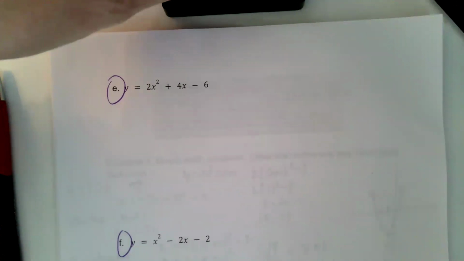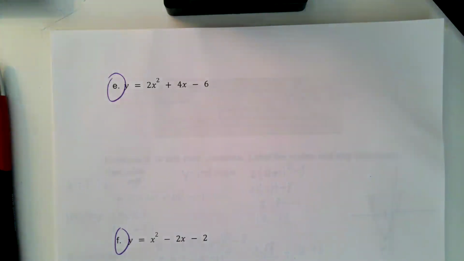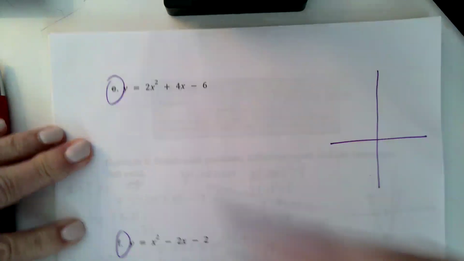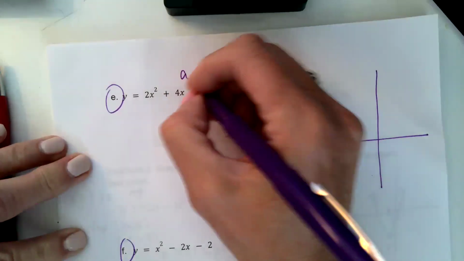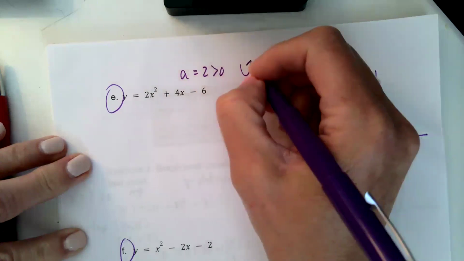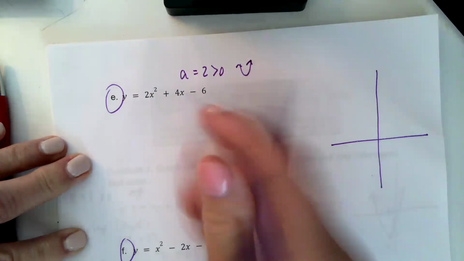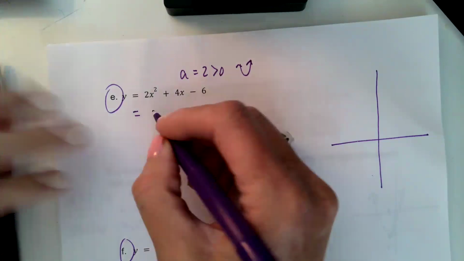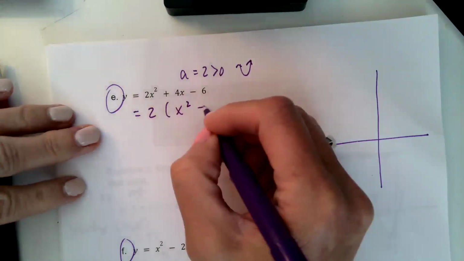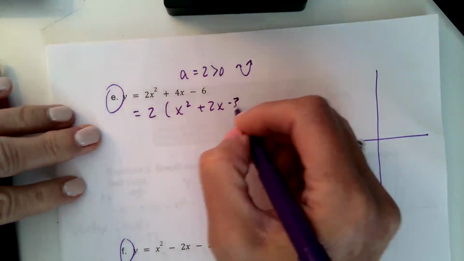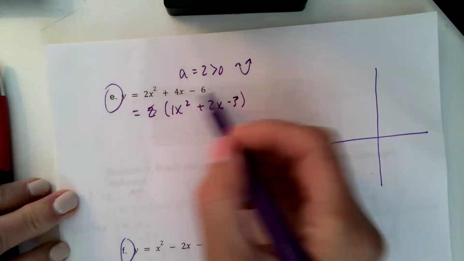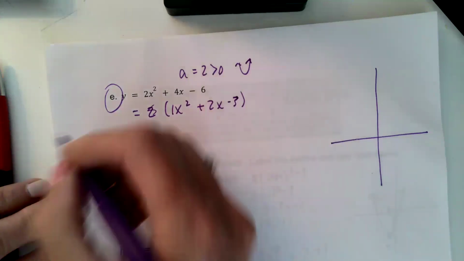Then we also left E and F, and trying to graph them, finding the same values here. Again, a is 2, which is greater than 0, so it's face up. That's nice. And actually, we can factor out a 2 in front, so you have x squared plus 2x minus 3. So this 2 can really just be disregarded. So now a is 1, but it's still greater than 0, so it's still face up.